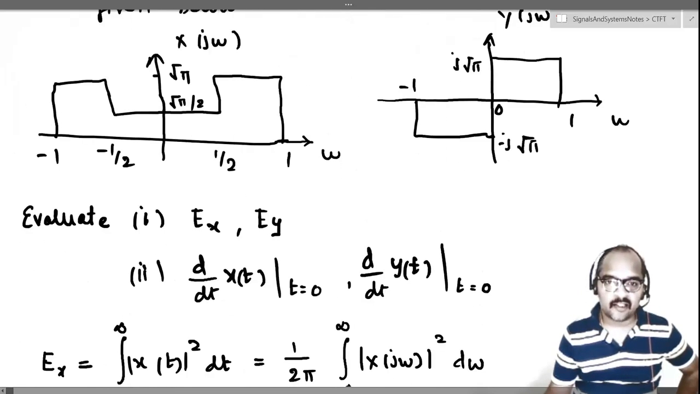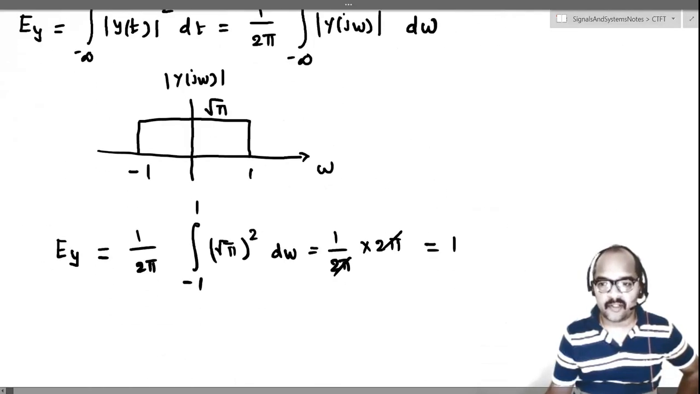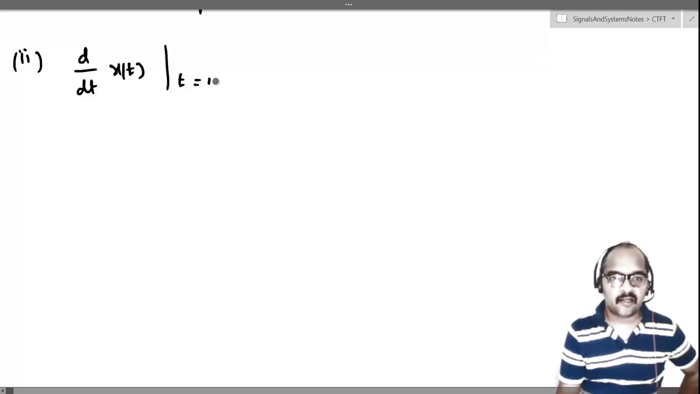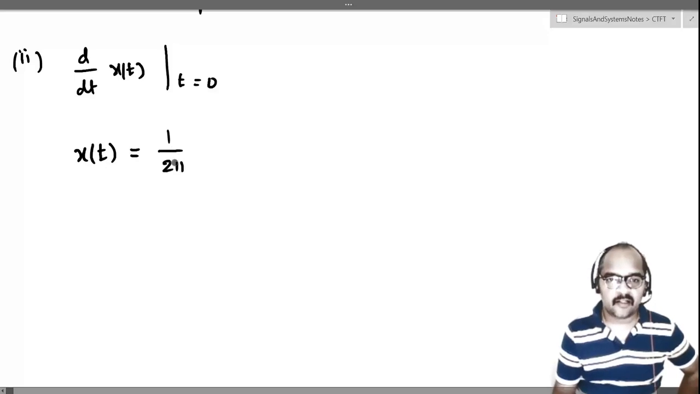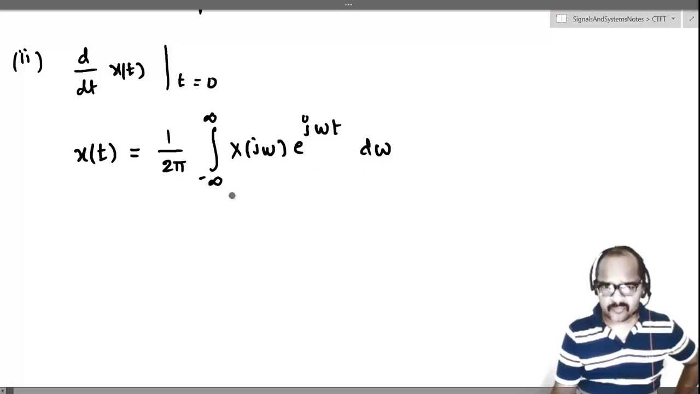The second question is we have to evaluate d by dt of x(t) at t equal to 0. To do that, first let us write down the synthesis equation. What is x(t)? That is 1 by 2 pi integral from minus infinity to infinity of X(jω) e^(jωt) dω. Correct? That is our synthesis equation.